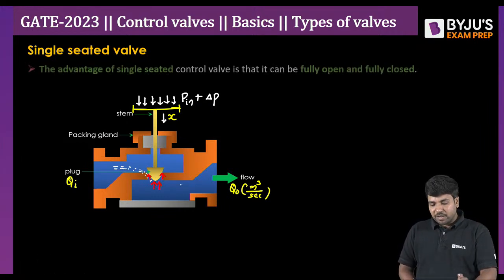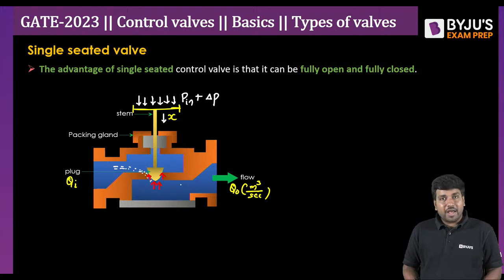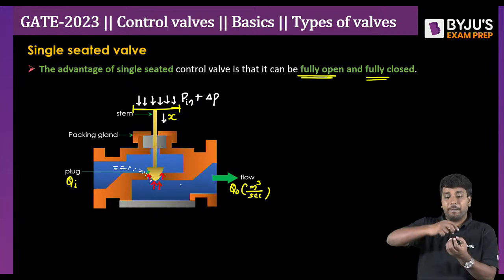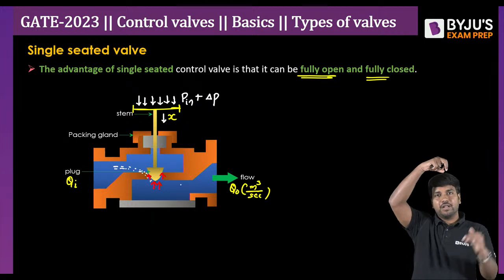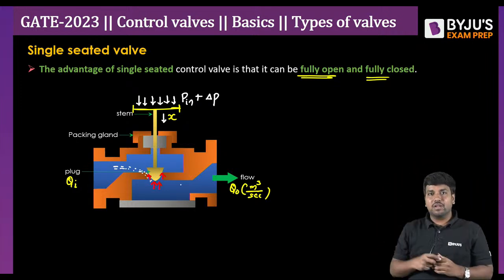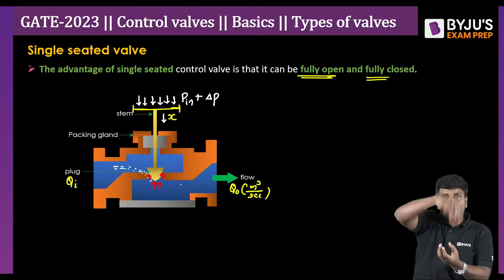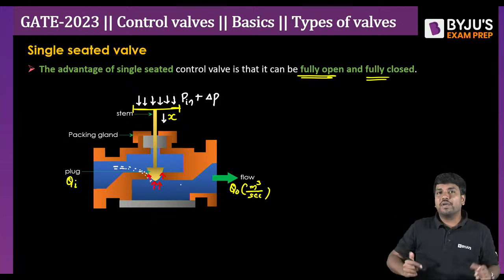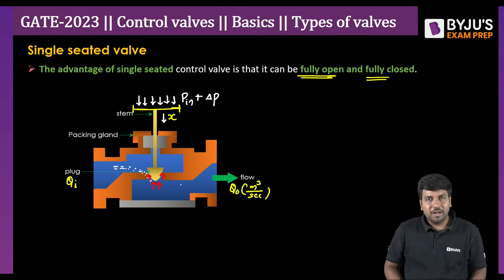Now putting all these things together, the advantage of the single seated wall or the control wall is that it can be fully open and fully closed. As I said, if you bring the wall plug to the upward direction, then the maximum gap is there, and the fluid will flow all the way like this. If you put that plug near the seat, then the wall will close and there will not be any fluid coming outside of the pipe.